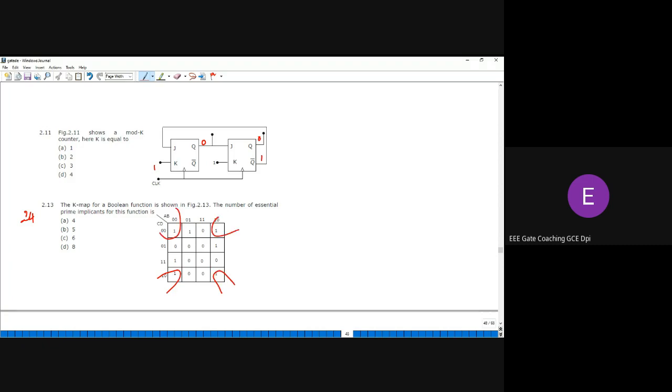Okay, so your first one, and this is your second one. This is your third one. This is your fourth one. Yeah, the total is 4 essential prime implicants. Suppose the question is like this.